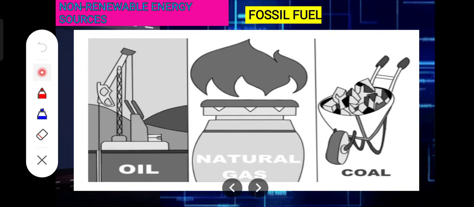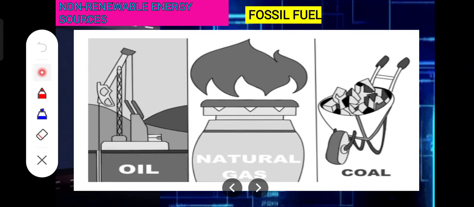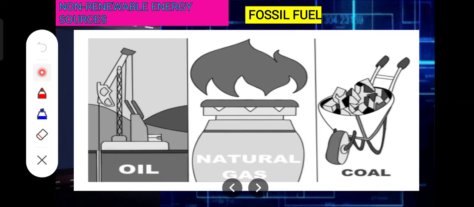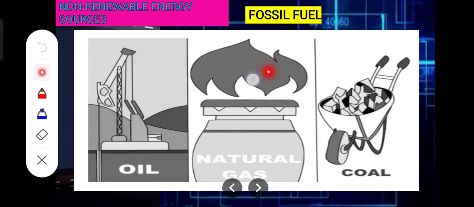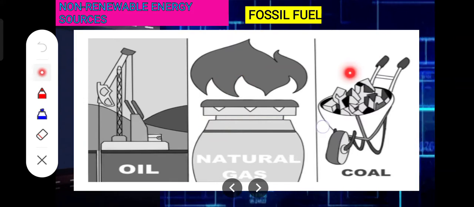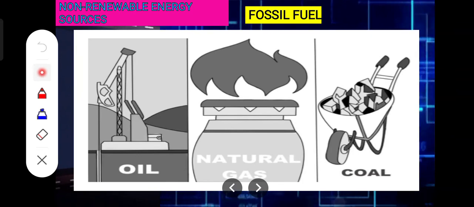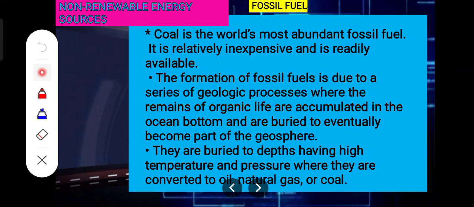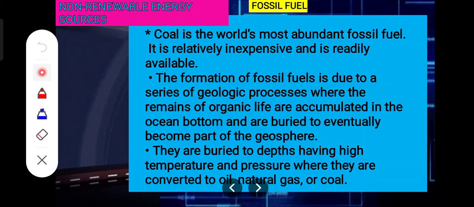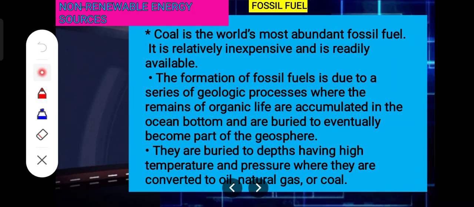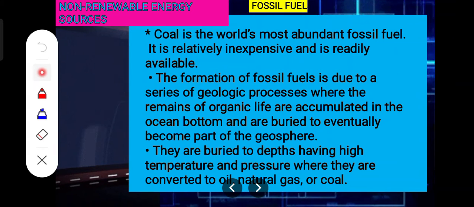However, fossil fuel is known to pollute the environment. In reservoir, it is limited and will last for 100 years. Again, oil is a liquid fossil fuel. Natural gas is lighter than the air, which is made up of flammable gas. And coal is a solid fossil fuel. Coal is the world's largest and most abundant fossil fuel. It is relatively inexpensive and is readily available.